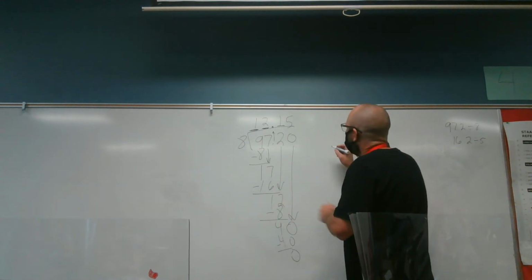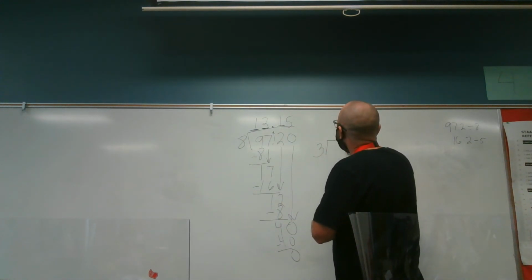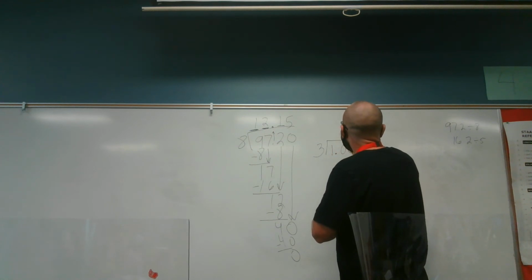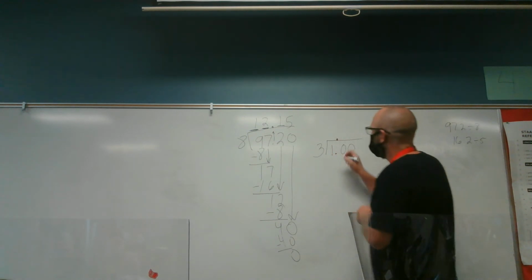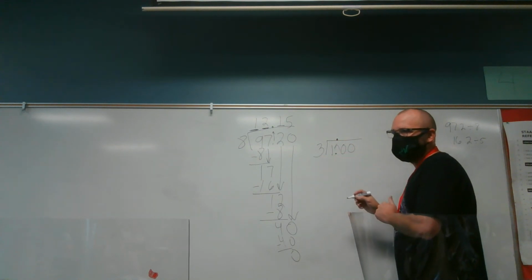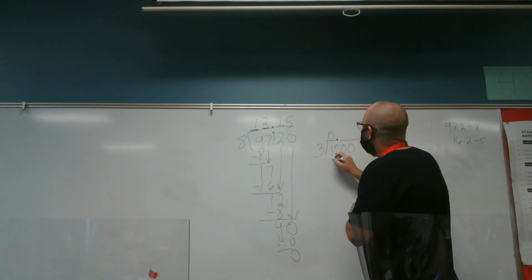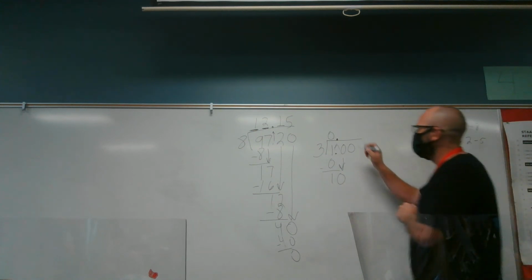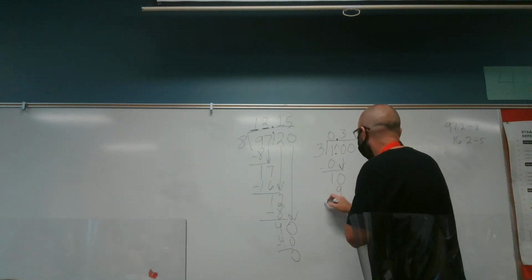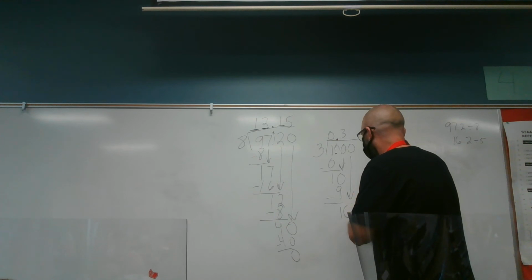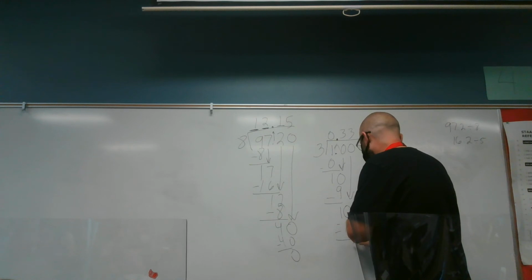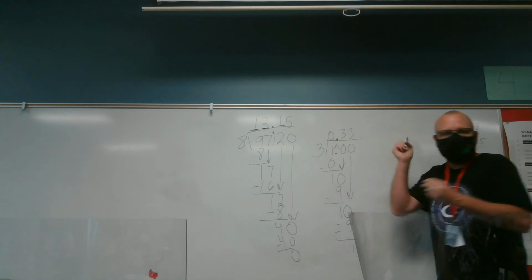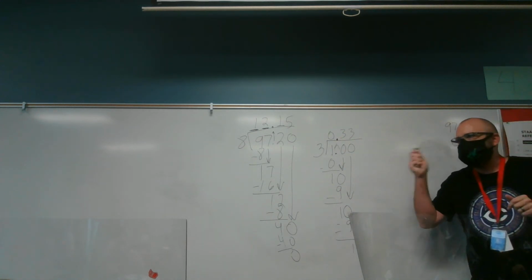Like, for example, if I take 3 into 1, I'm going to move my decimal point straight up. Does 3 go into 1? No. Bring down my next number. Does 3 go into 10? Yeah. How many times? 3. 3 times 3 is 9. Subtract, I get 1. Bring down the 0. 3 goes into 10 3 times. I get 9. I subtract, I get 1. And it will go on forever. 3, 3, 3, 3, 3.